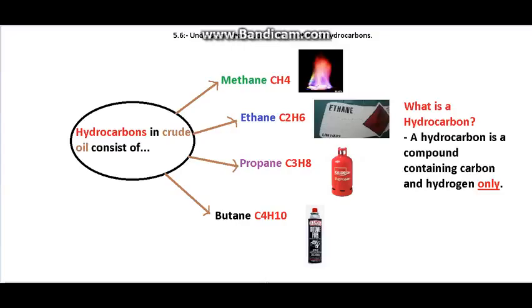And the first one is methane, as you can see here. Methane, which is CH4. Ethane, which is C2H6, 2 carbons, 6 hydrogens. Propane, which is C3H8, 3 carbons, 8 hydrogens, and finally butane, which is C4H10, commonly 4 carbons and 10 hydrogens.